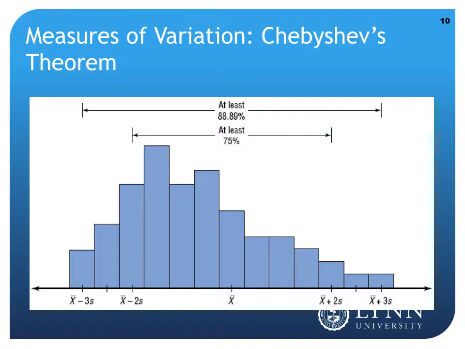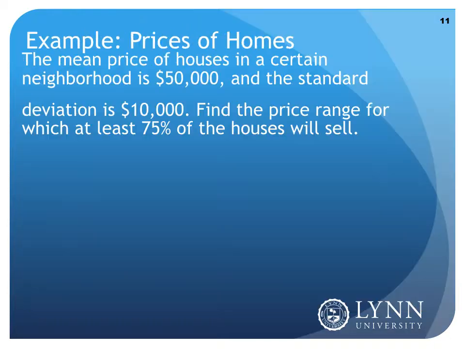Let's just take a look at the graph of how it looks. You can see that in the middle, where X with the line over it is, is where the mean is. If you go minus 2 standard deviations, you'll see it as minus 2s on the bottom of the graph, and plus 2s, that's telling you that 75% of the data falls within those 2 standard deviations. If you go to 3, it's showing you that it's 88.89, and if you went to 4, it was showing you the 93.75.